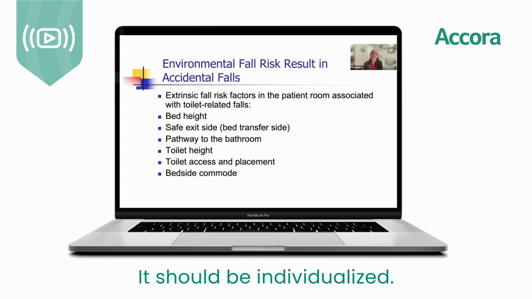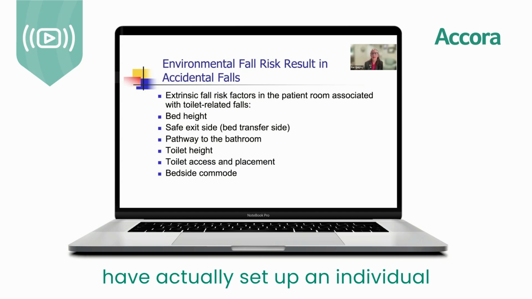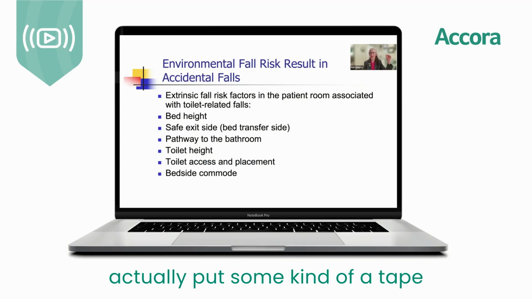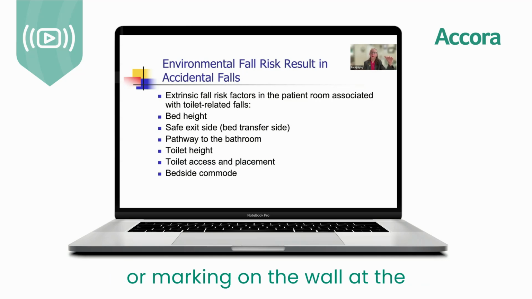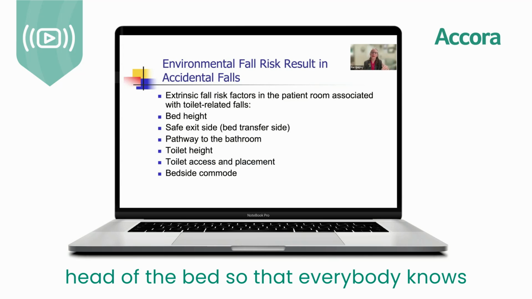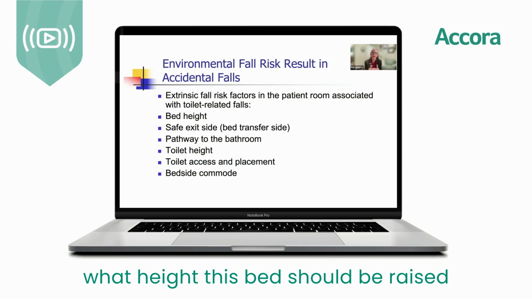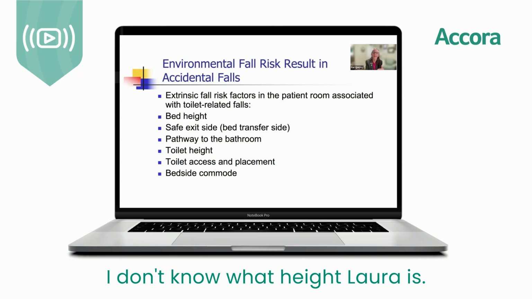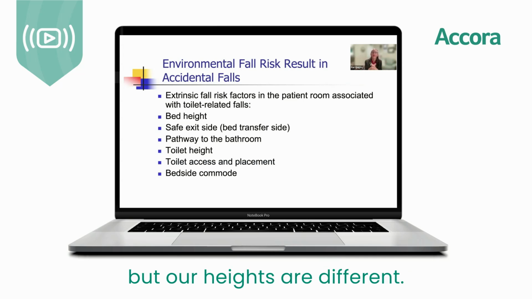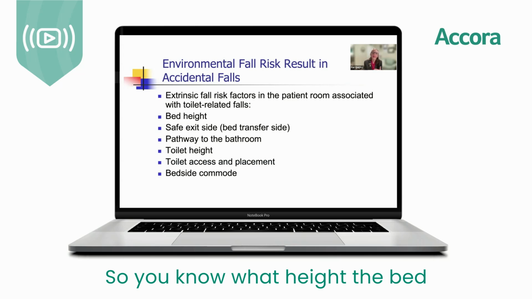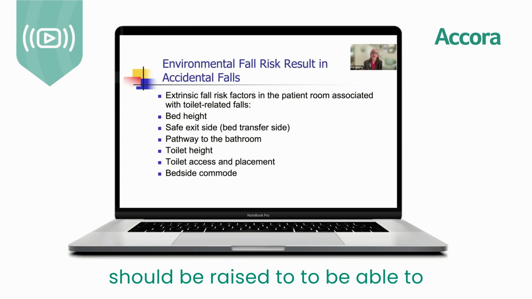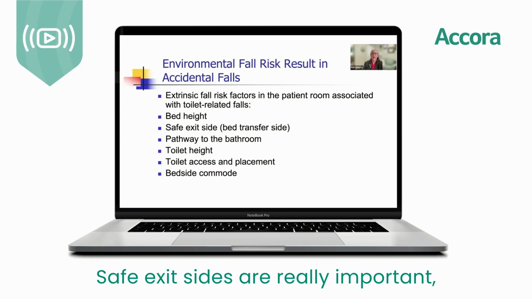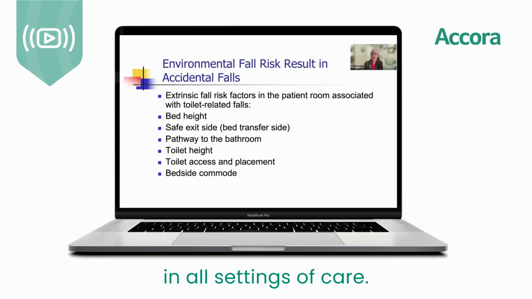It should be individualized. And I've had some organizations that have actually set up an individual bed height program where they put some kind of tape or marking on the wall at the head of the bed so that everybody knows what height this bed should be raised for me versus Laura, because I'm almost 6 foot tall. I don't know what height Laura is. Laura might be 5'5", but our heights are different. So you know what height the bed should be raised to be able to safely help someone stand up or transfer.